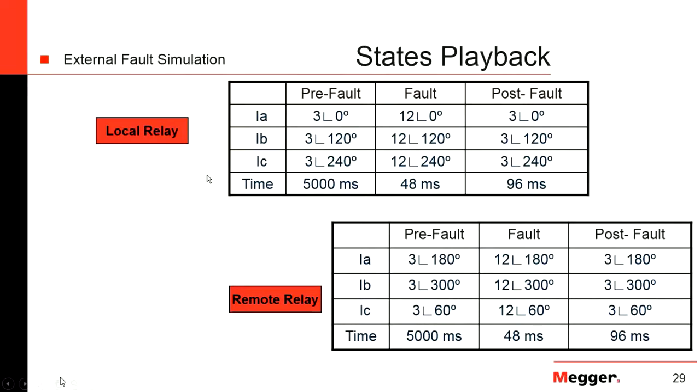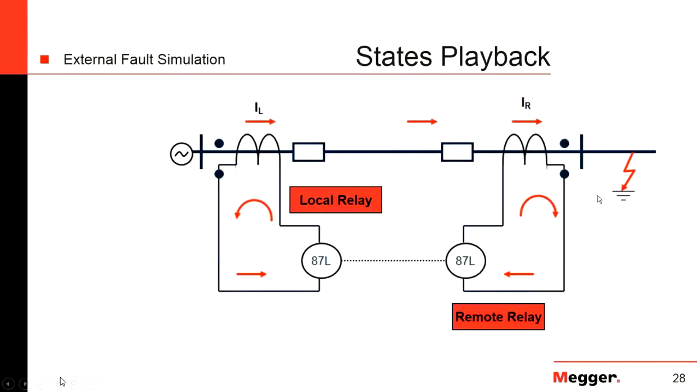Okay. Now, going with the philosophy that we talked about before about external and internal faults and whatnot, we can say that here, we have a pre-fault of 3 amps, a fault of 12 amps, and a post-fault of 3 amps. Since it is an external fault, it is something happening here outside of the protection zones of these 2 relays, which are acting in an 87L or line differential relay scheme.